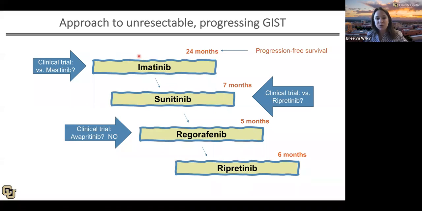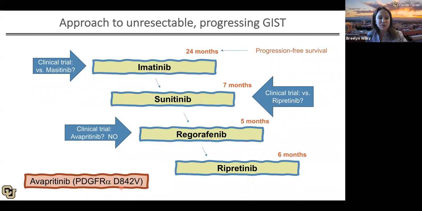You always, of course, want to get the mutation data to begin with, because you want to rule out things like the resistance mutation, D842V. And we do now have an approval for Avapritinib for this particular mutation. So you certainly don't want to put those patients through this if we have a drug that is designed specifically for their mutation.